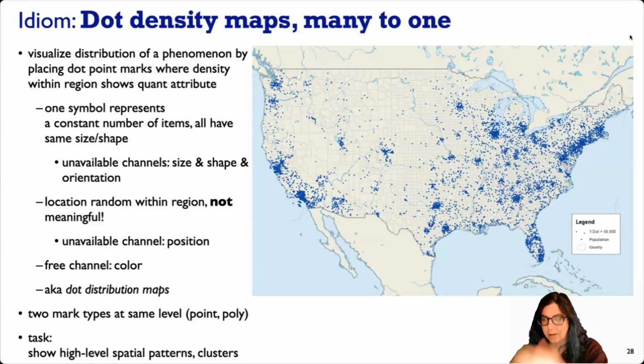If it says something like here, where we have one dot is 50,000 people, well, then that's a dot density map. So here again, we do have two mark types. We've got the base polys and then these points. So you can see spatial patterns and clusters here, but be careful. These are high-level spatial patterns that you can only count on at the region level. So you can see one region compared to another region, but be careful to not think that the dot means a thing happens at that exact location.